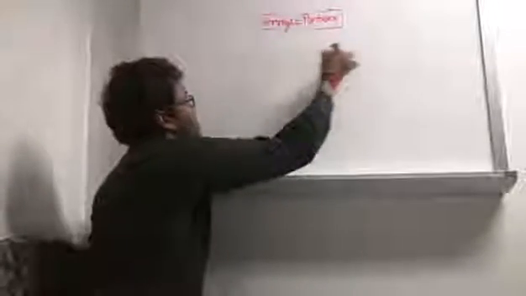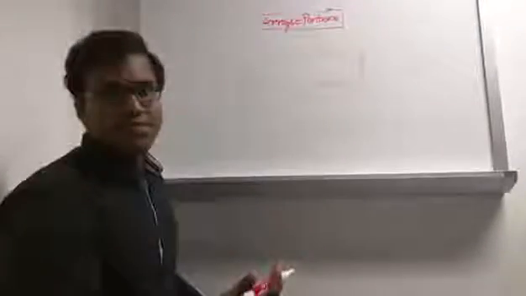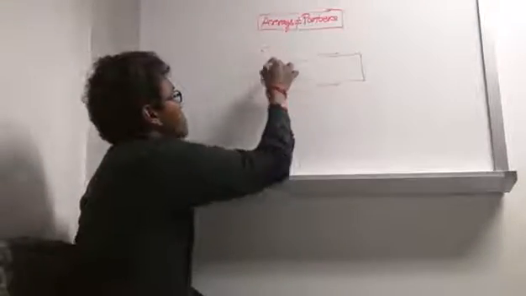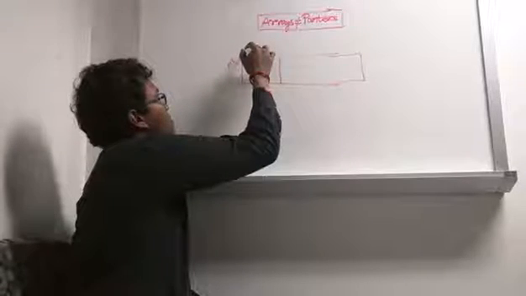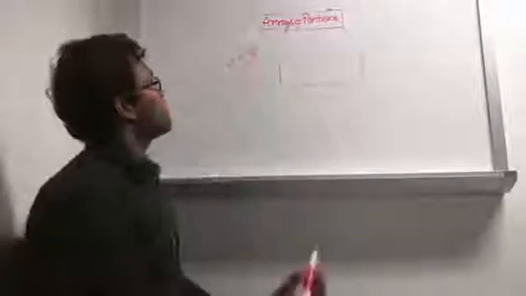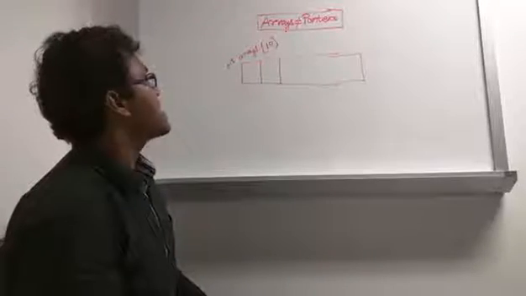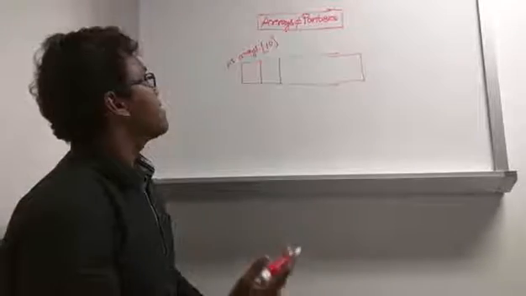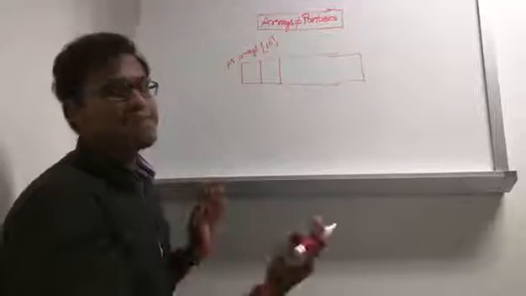So what is an array? An array is a data structure which contains data items of the same type. So if you have an integer array, let's call it integer array 1, and let's say it has 10 integers. So basically an array is a set of data items of the same type.